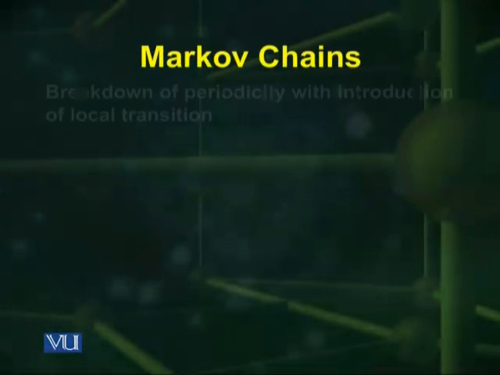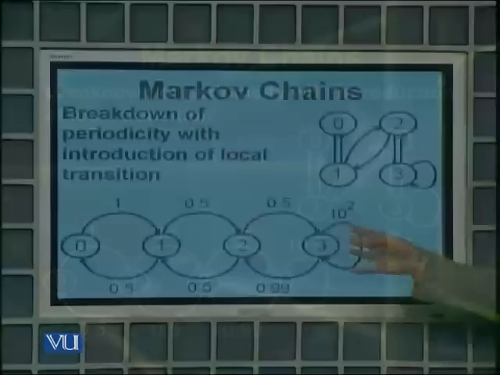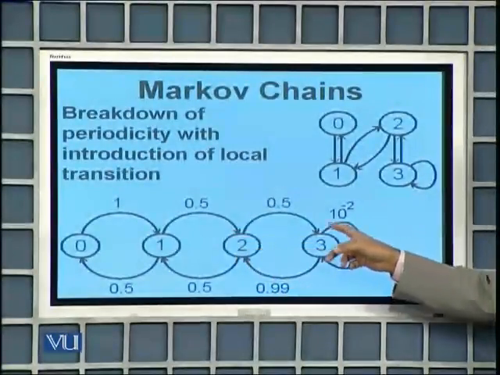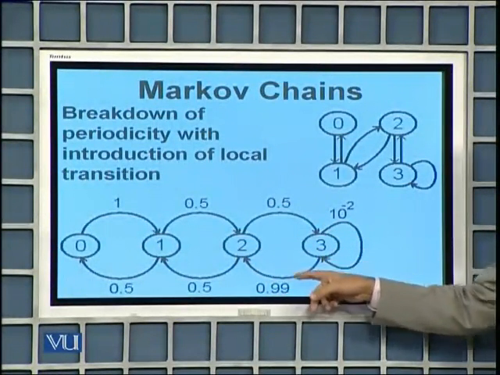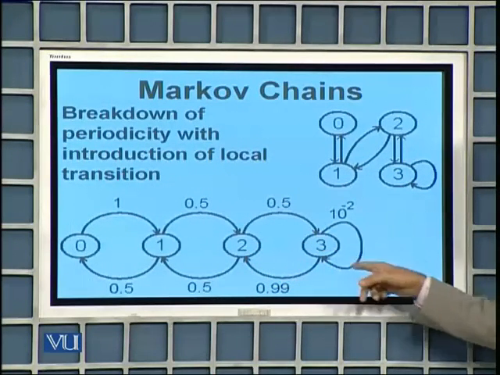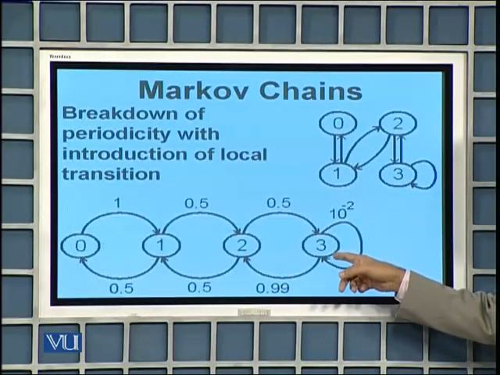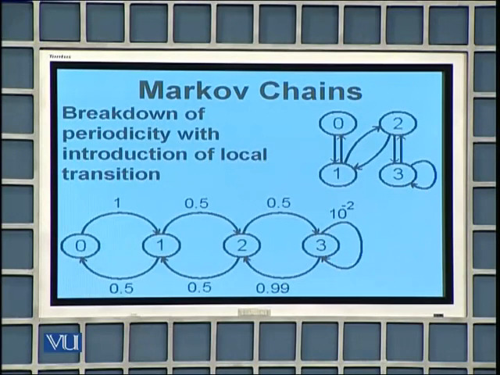Let's look at the case of a random walk with imperfect reflection. The graphical model is shown here, and if we are in node 3 or state 3, we go back to state 2 with probability of 99% and come back to the same node, the same state of 3, with 1% probability. If you look at the equivalent graph model of this Markov chain, you will see that there is a self-reference, a small edge connecting 3 to 3.